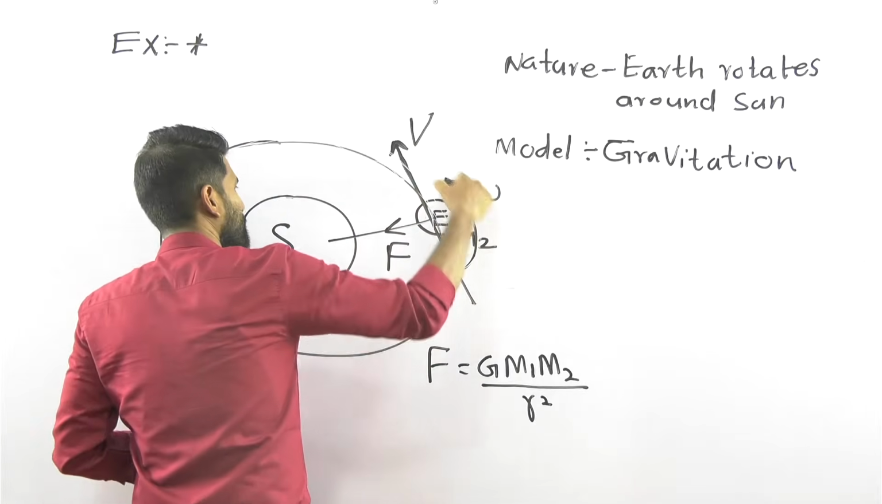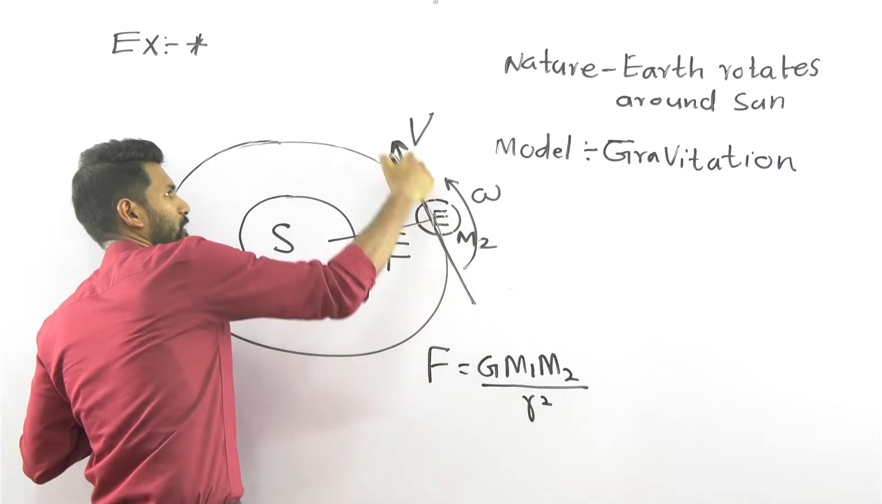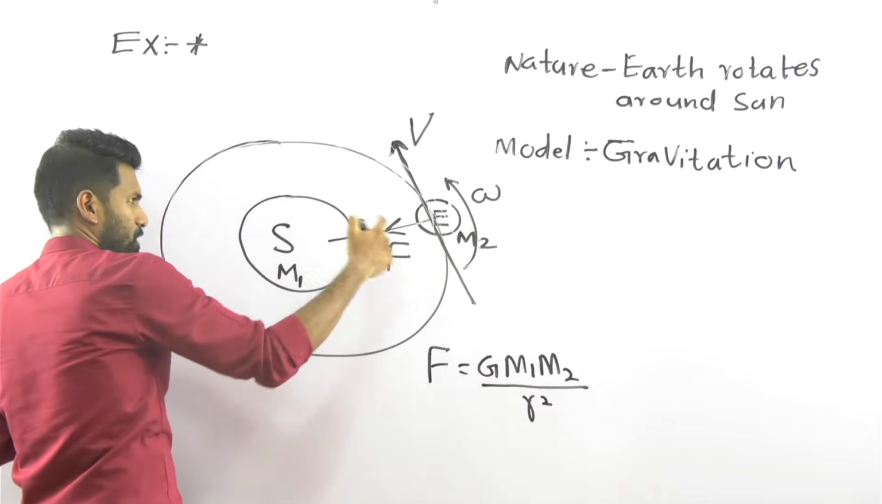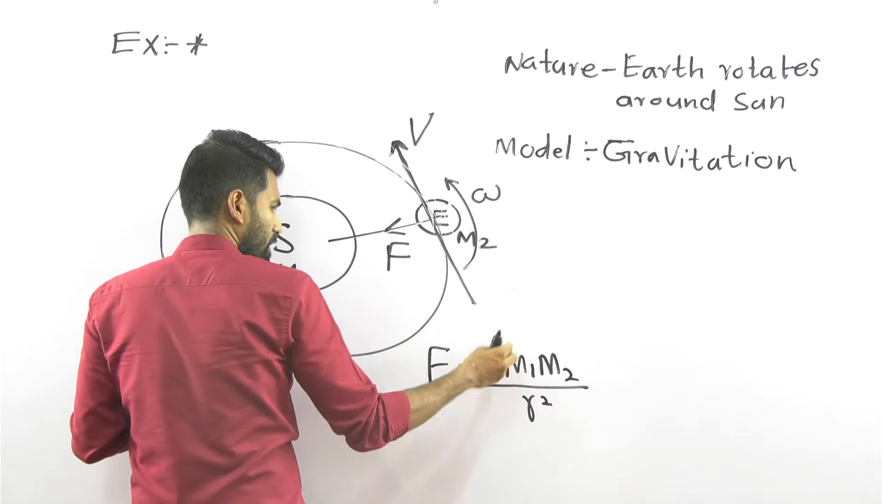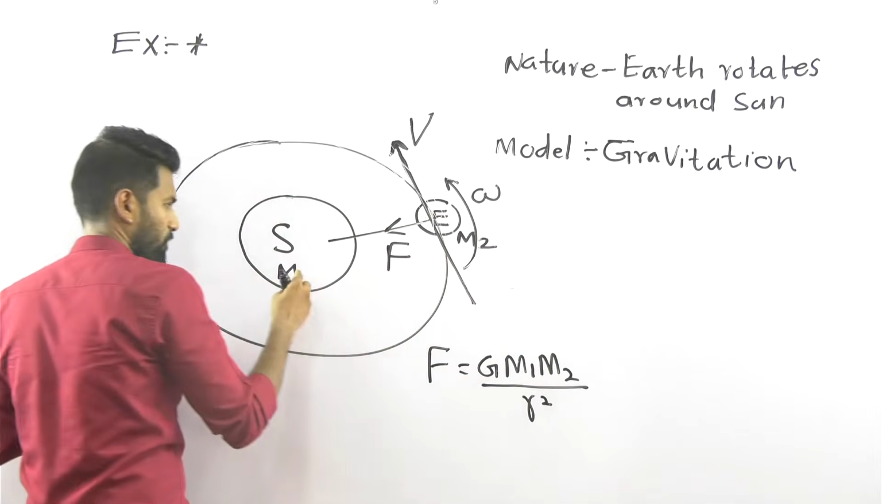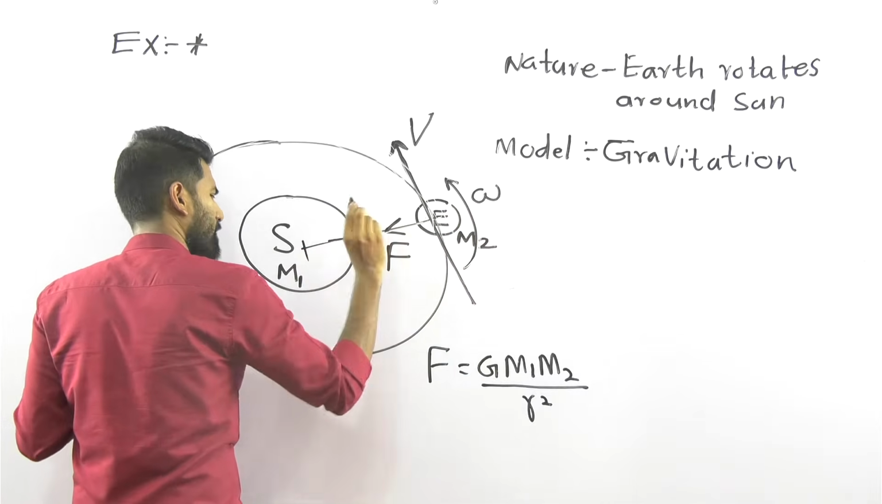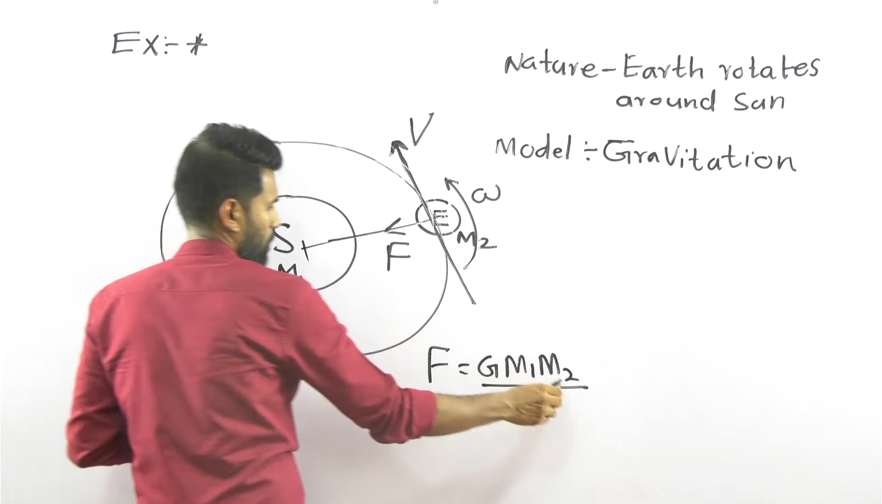There's an angular velocity omega for the Earth, and there's a tangential velocity, and there's a gravitational force towards the sun. This gravitational force is equal to G m1 m2 over R squared, where m1 and m2 are the mass of the sun and the mass of the earth. Don't worry, just write R squared.